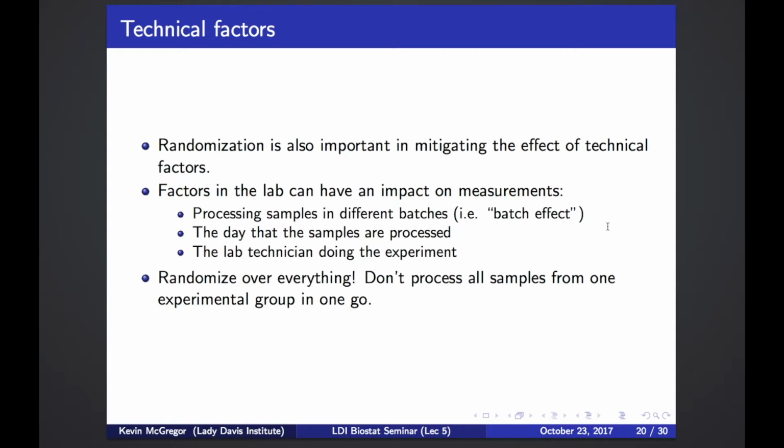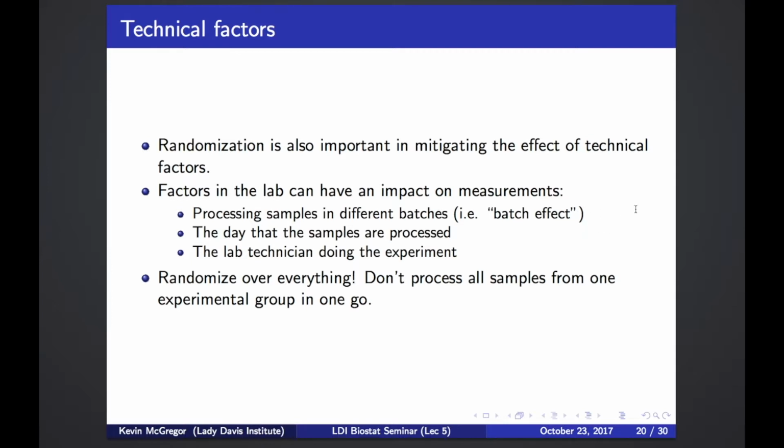Randomization is also a very, very important thing in mitigating technical factors. When you're working in the lab, there are lots and lots of things that can have impact on the measurements that you take. Things that aren't really familiar to me, I don't spend any time in the wet lab, but things that you're probably familiar with.